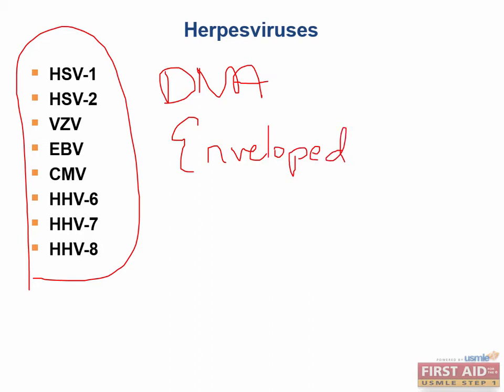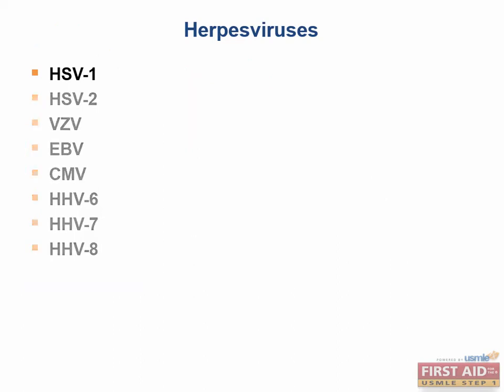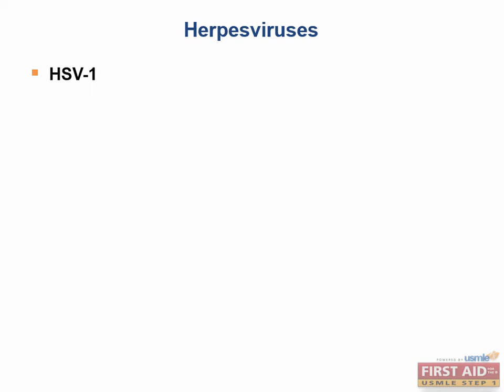And where do they get that envelope in the infected cell? They get it from the nuclear membrane. Very good. So let's start by talking about herpes simplex 1 virus, or HSV1. HSV1 is acquired through salivary or respiratory transmission. The first time someone is infected with this HSV1 virus is called the primary infection.